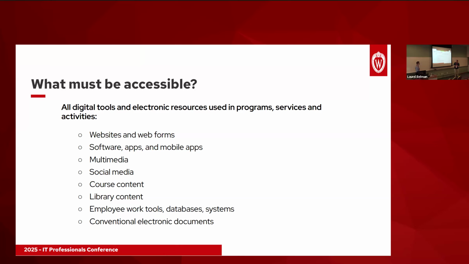Library content, and also some internal stuff. So things that employees are going to use to access materials, we need to make sure that that's accessible. And our documents that we share, so everything from PowerPoint to PDF to Excel and Word. We want to take advantage of accessibility features available to us there.